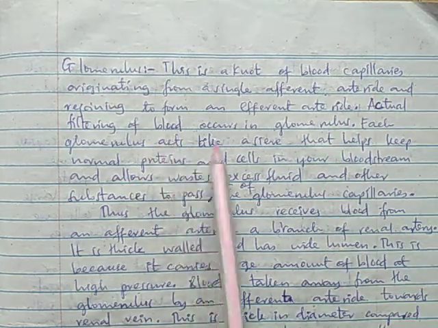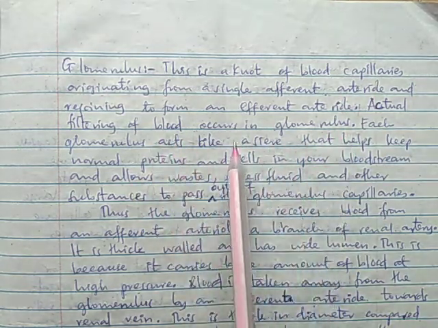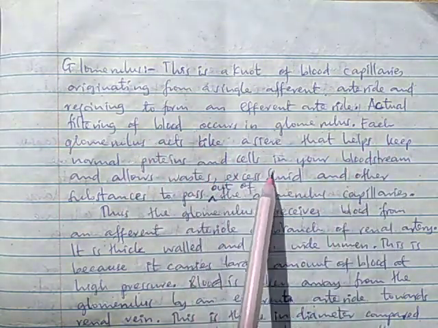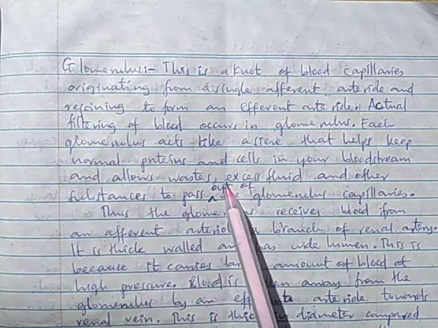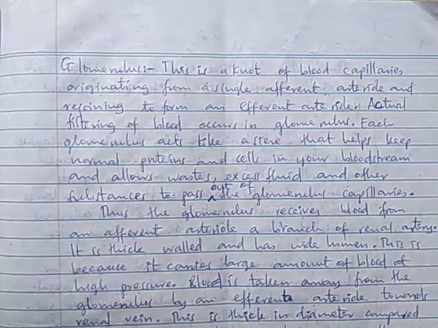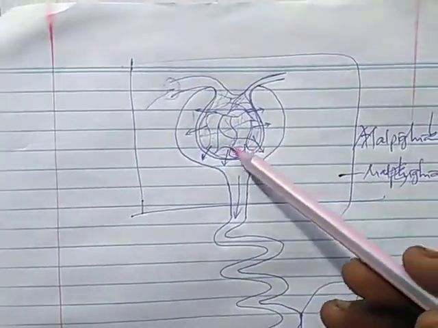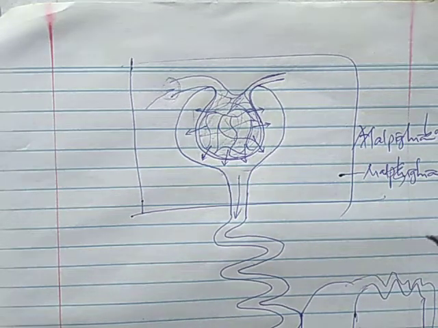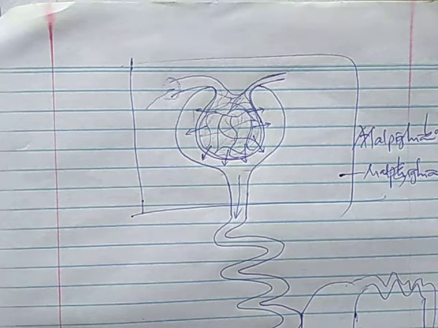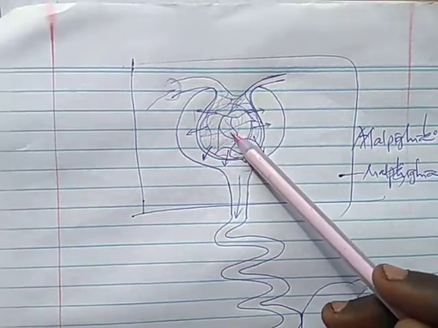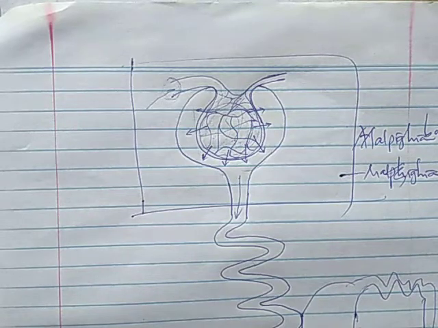Actual filtering of blood occurs in the glomerulus. Each glomerulus acts like a sieve that helps to keep normal proteins and cells in your bloodstream and allow waste, excess fluid and other substances to pass out of glomerular capillaries. Kwa hiyo kinachopita kutoka ndani kuja nje, tunakuwa tuna excess materials kama chochote iko excess, then tunakuwa tuna waste product na vitu vingine ambavyo havitakiwi kama excess fluid. Lakini blood cells pamoja na proteins zinabakia kwenye glomerular capillaries na zenyewe zinaendelea na circulation kama kawaida.